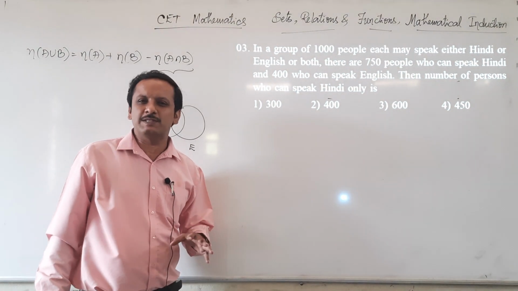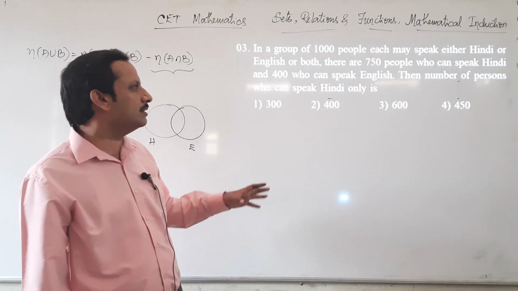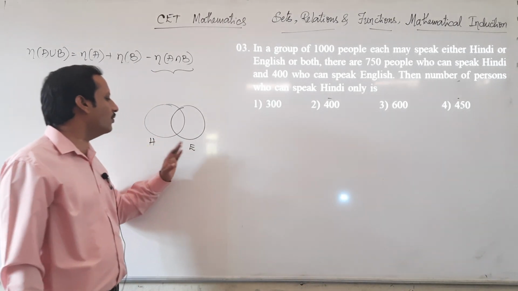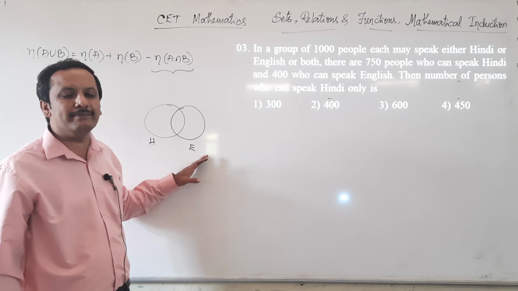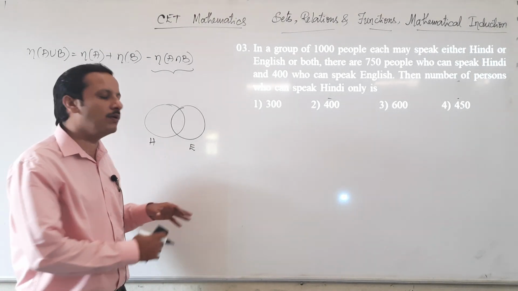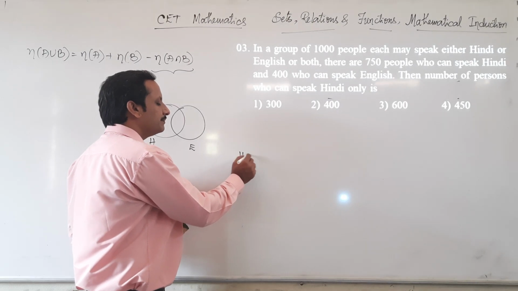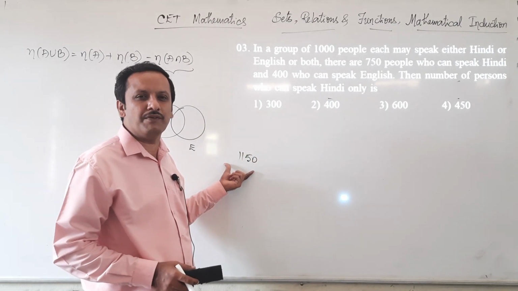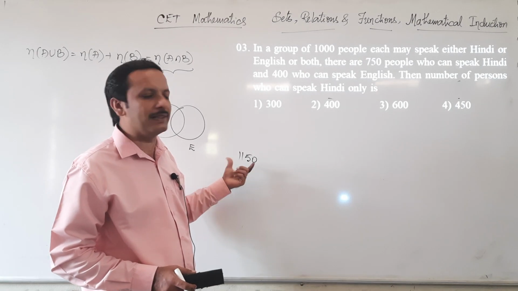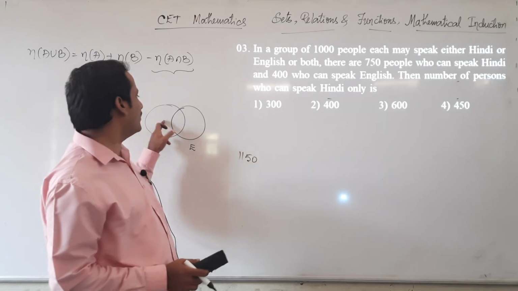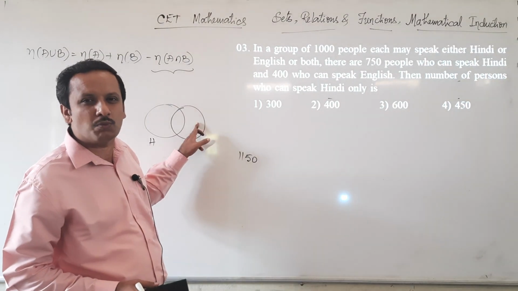All of them will speak either Hindi or English or both. Now 750 people speak Hindi and 400 English. So if I add them, 750 plus 400, I'm going to get 1150. But we don't have that many people. The total number of people is only 1000, so the sum of all these should give us 1000.